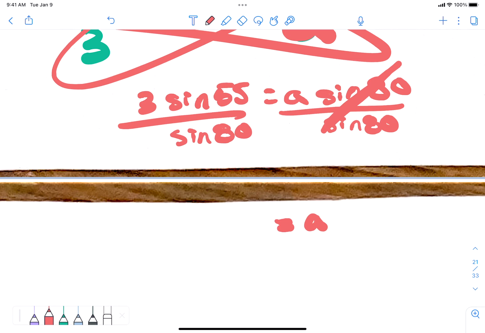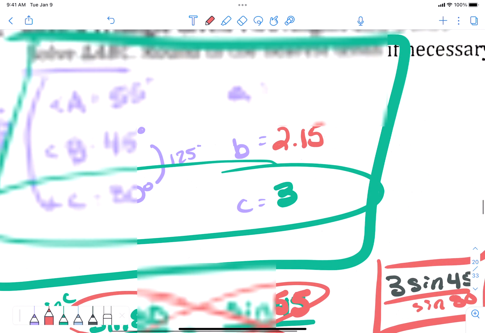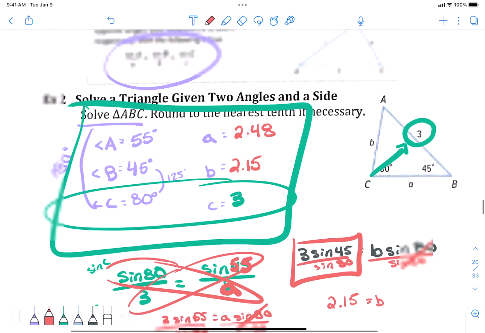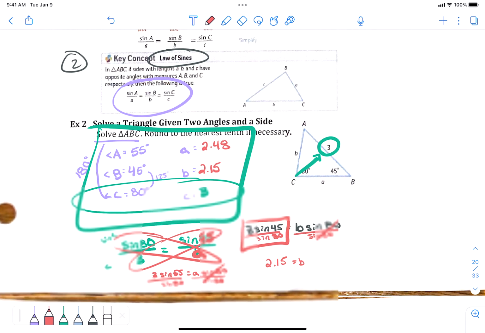I don't remember. Somebody want to type it in? 3 sine of 55 over sine of 80. 55, divided by sine 80. 2.48. Yes. So 2.48 is the number that we will use. Okay, good? So that is solving for those other ones. You use that proportion, you cross multiply and divide and do all that good stuff.